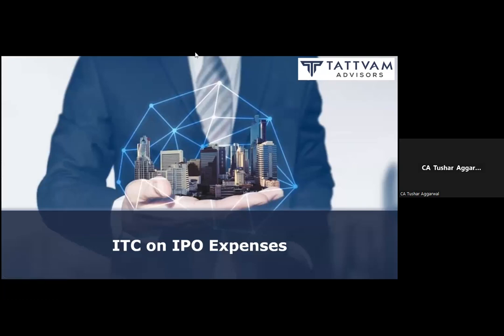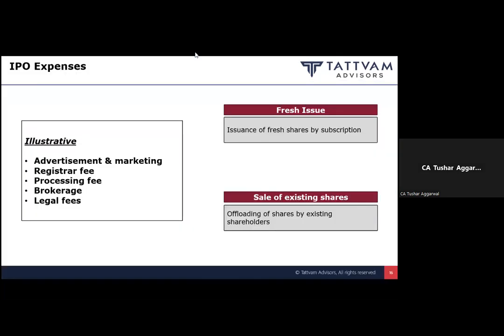The next set of issues which is being raised, these notices have been issued to almost all the companies who have got their listing done: ITC on IPO expenses. Now, a company has come out with an IPO. Generally, what happens? They issue fresh shares also, which are subscribed by way of subscription. And apart from that, there is a sale of existing shares also, offloading of shares by the existing shareholders also.